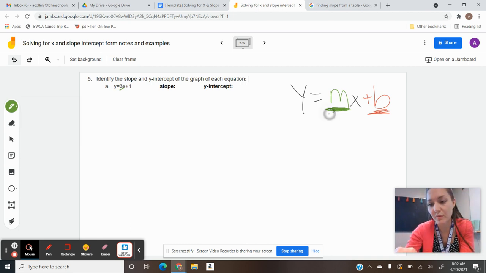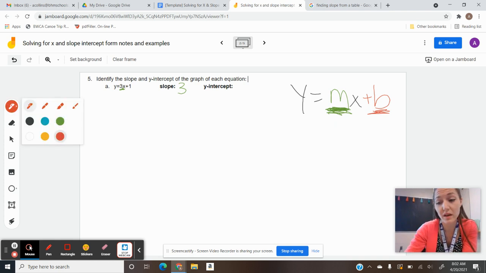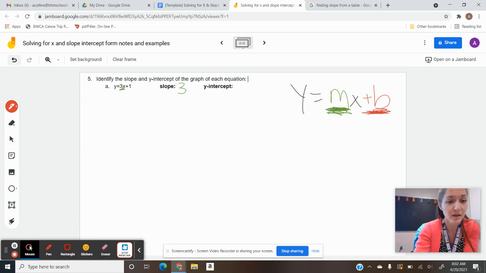So the slope is always going to be that number in front of the x when it's written in point slope form. So if we look at our equation, we have y equals 3x plus 1. 3 is in front of the x, so that means our slope is 3. Easy peasy. The y-intercept is always going to be the sign and the number after the x. So plus or minus whatever that number is. In this case, we have a plus 1, so that means our y-intercept is 1. That's all you have to do for 5a, b, c, and d.